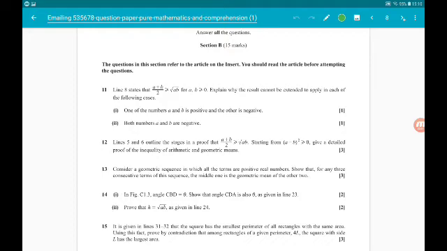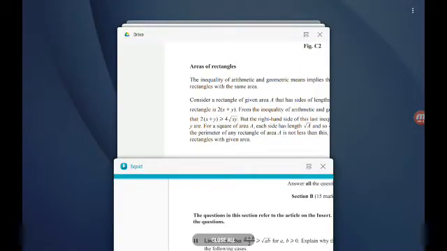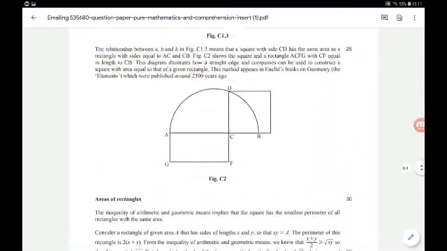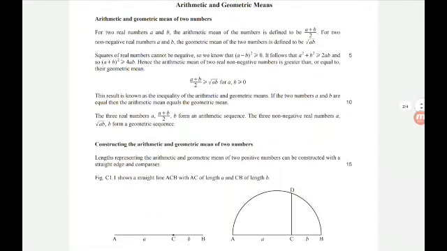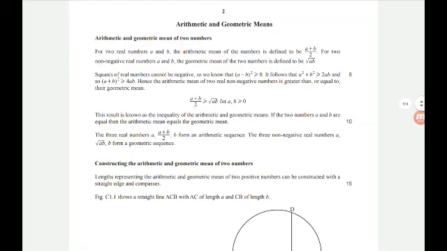Okay, now for section B, I'm going to do this all in one go. It's the comprehension section, 15 marks, so you can get the insert from their website. It's a good idea to have a read through before attacking the questions. I'll put it on screen when we need it. Again, you can get it down below from their website, which is linked.